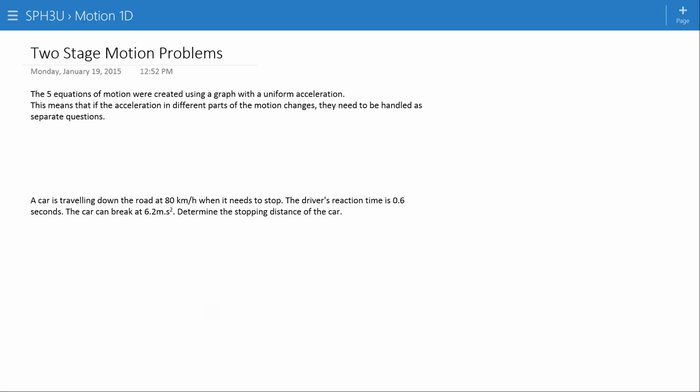What's important is that the 5 equations of motion were developed using the idea of a uniform acceleration. That means that if the acceleration in different parts of the motion changes, then we have to treat those as separate problems. We can't try and use one equation to explain a situation with one acceleration and another acceleration. It won't work. Let's see what that looks like in an example.